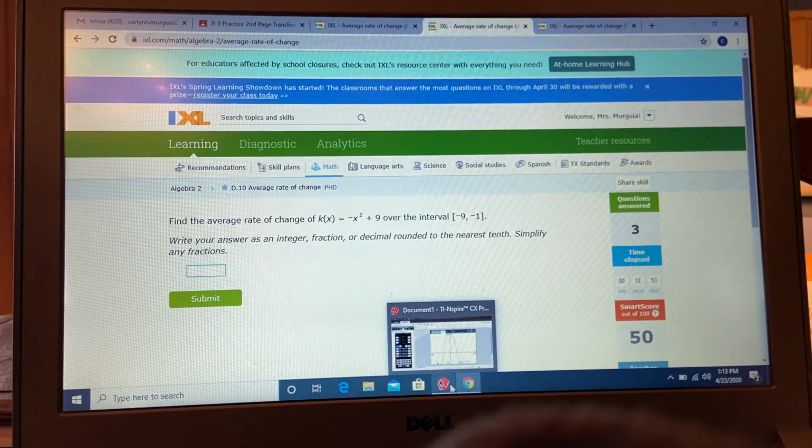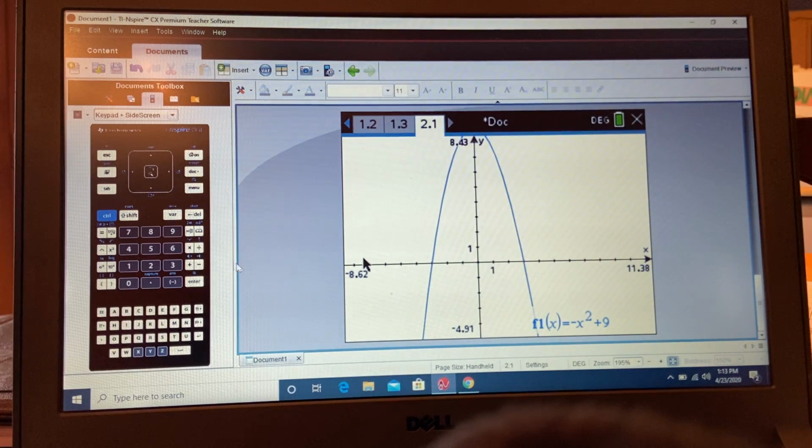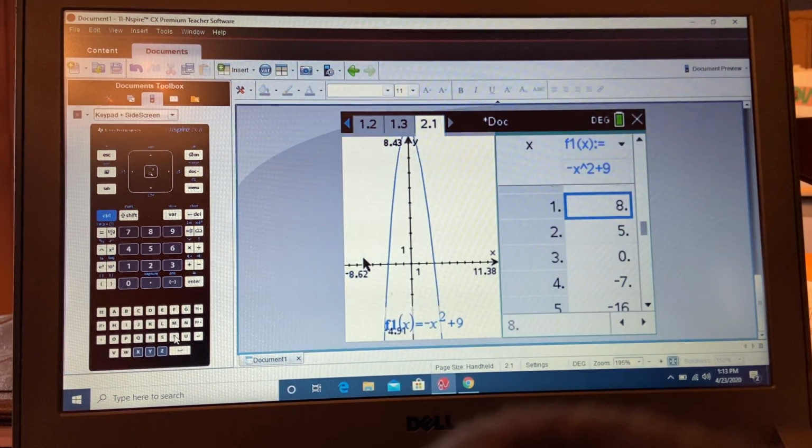You can also look at your table to get your points. So if we look at our table and find where x is -9, so our point would be -9, -72, and then at -1 it would be 8. So those were the 2 points that we're looking at. So you can get your points that way also.